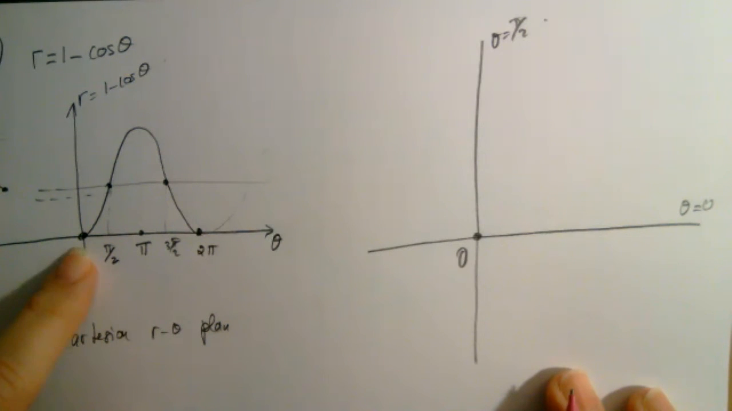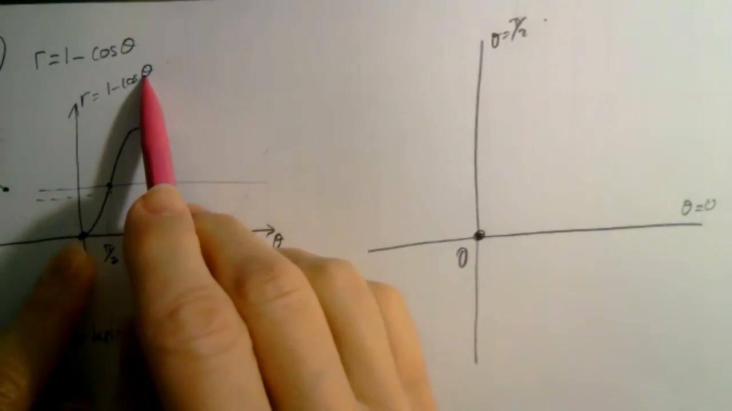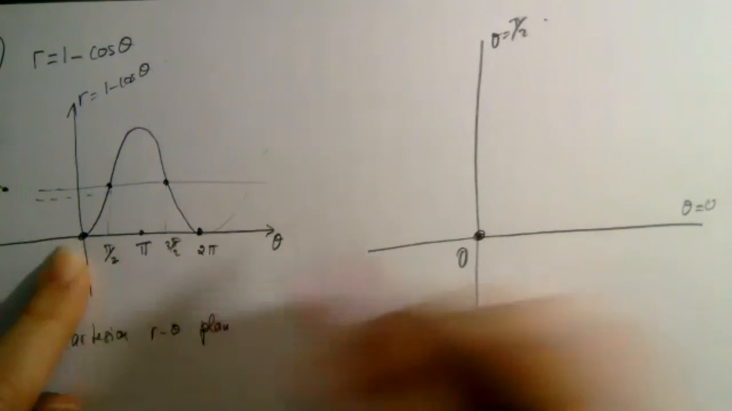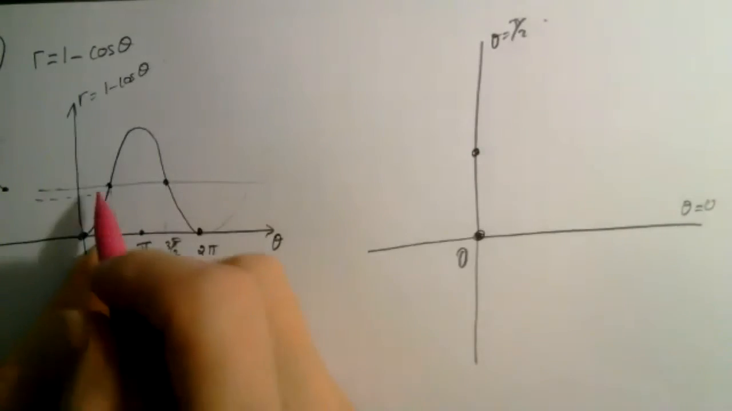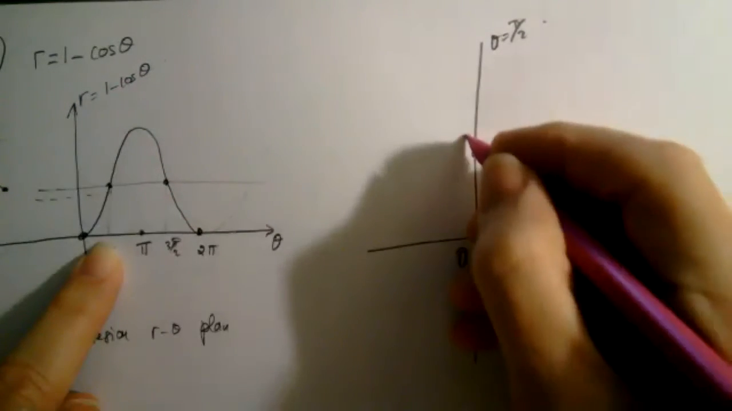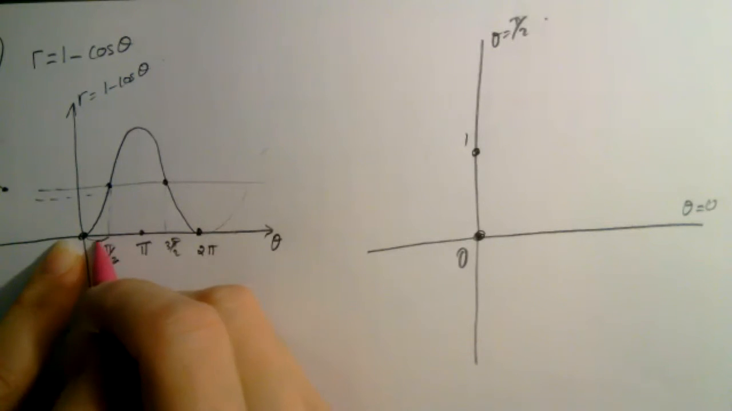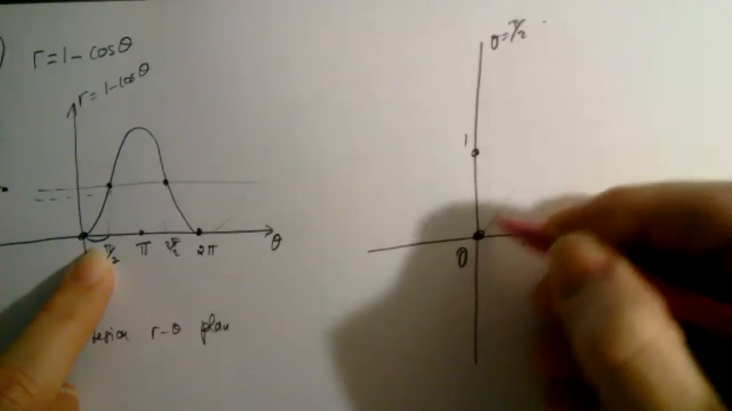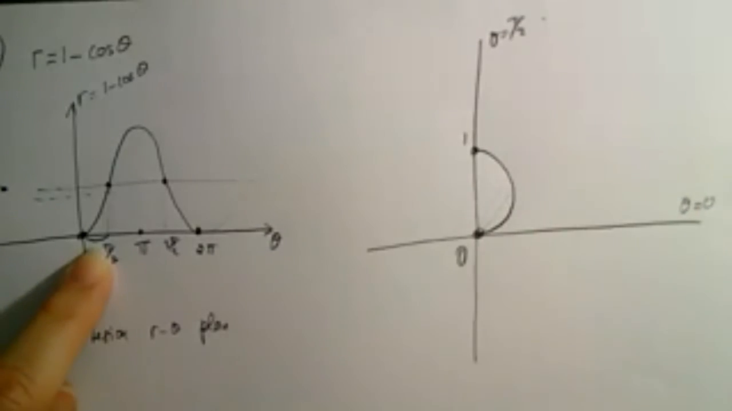Let's analyze it. If theta is 0, r is right here. It means if I plug in 0 for theta, my r is 1 minus 1, which is 0. When theta is pi over 2, my r is 1. And in between, what's really happening? My r is just increasing, so this distance here is increasing.